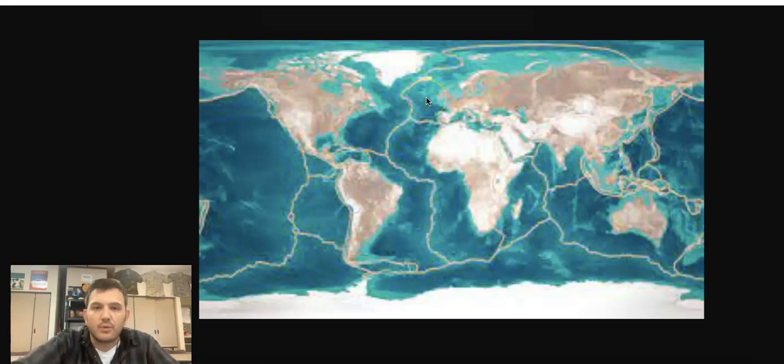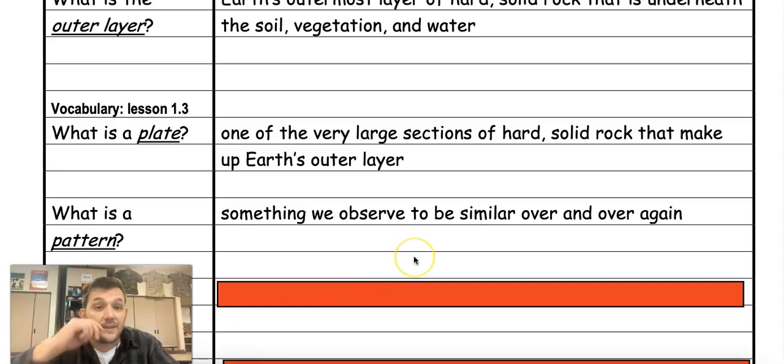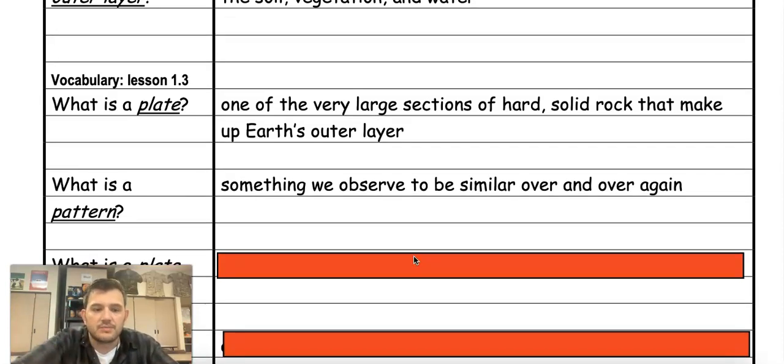We're going to look for earthquakes to see if there's a pattern where things happen. There are patterns where hurricanes happen and tornadoes. We're looking for patterns so that we can help mankind progress the best we can and predict things and all that good stuff. So pattern, something we observe to be similar over and over again. Is there a pattern going on when we're doing our research?